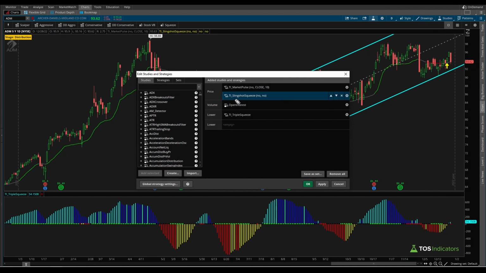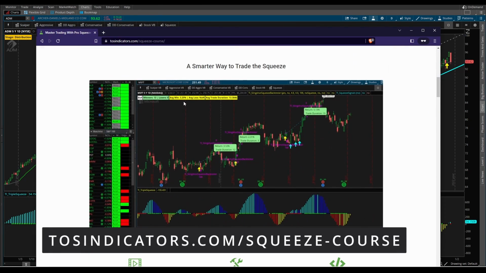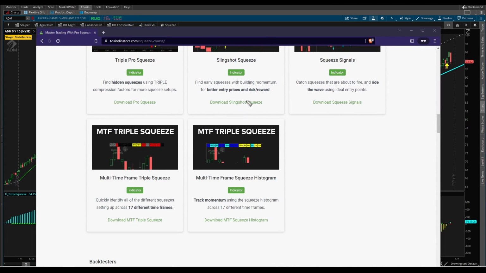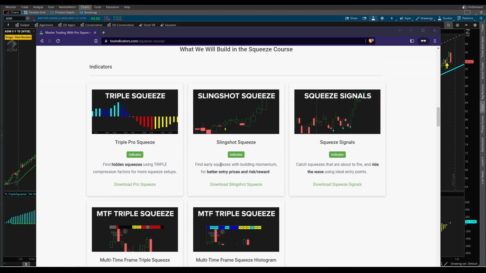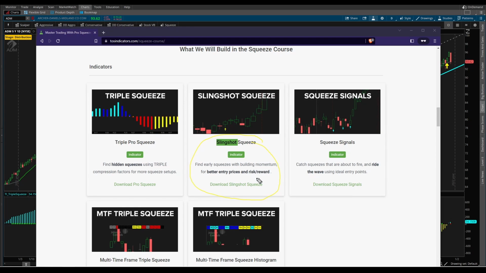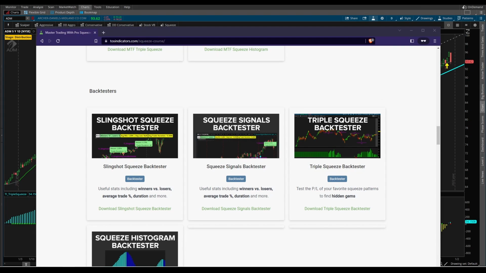For all Volatility Box members, that's downloaded from the Squeeze course. You can find that on our website at tosindicators.com/squeeze course. And the two tools that I'll be using in today's video, the first one is the Slingshot Squeeze indicator. That's this one right here. That's the actual indicator, the yellow arrow that you see. And then the second one, which I'll be layering on in just a second, is the Backtester. And you can download that right here. Just click this green button and that will take you to the download link.